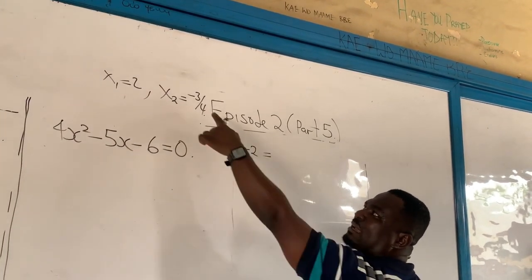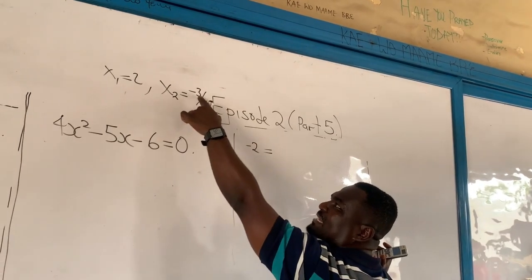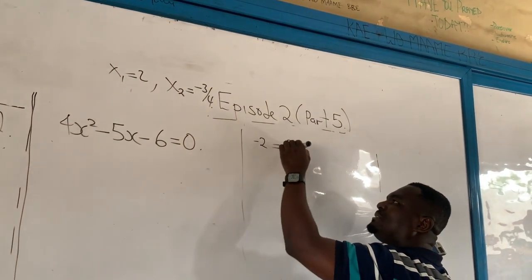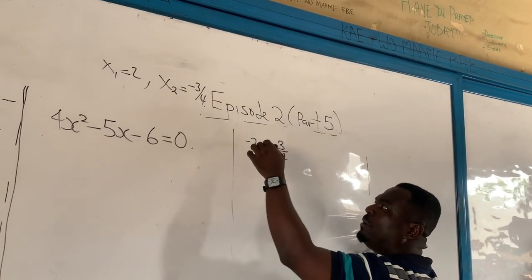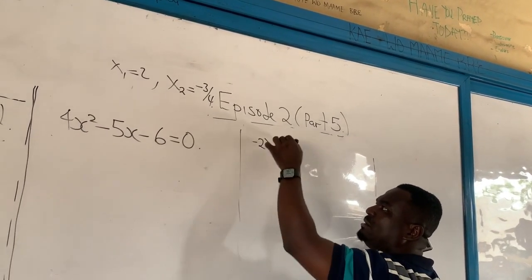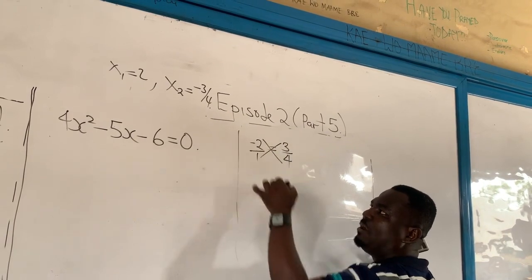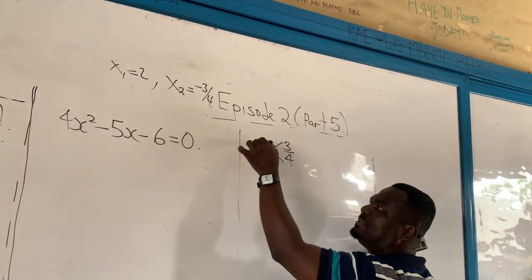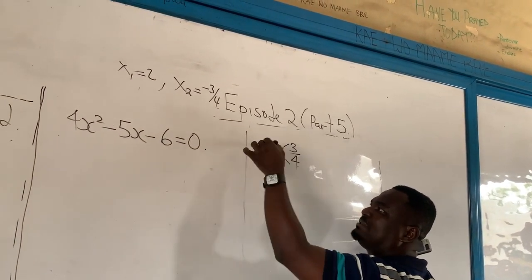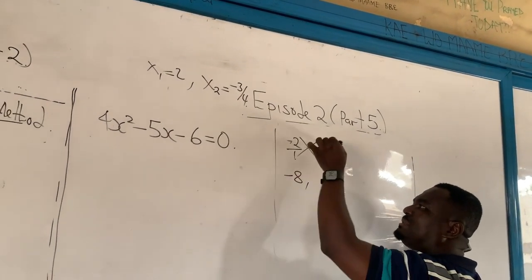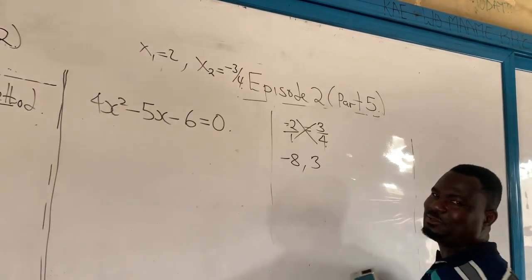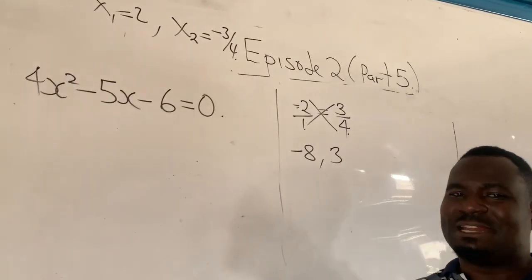When the calculator gives you positive 2, you write negative 2. Then you equate it. Here the calculator gave us negative 3 on 4, so you are going to put positive 3 on 4. So from here, you do cross multiplication, meaning here is over 1. So 4 times negative 2 will give you negative 8, and 1 times 3 will give you 3. Watch here, so interesting.